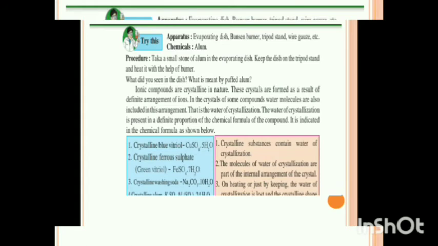As we know, ionic compounds are crystalline in nature and these crystals are formed as a result of definite arrangements of ions.